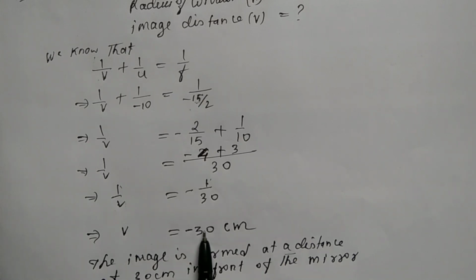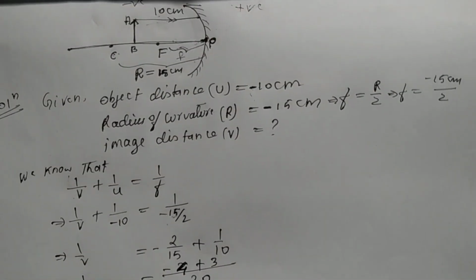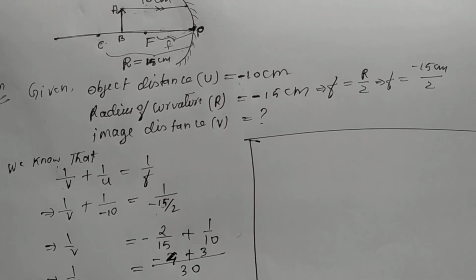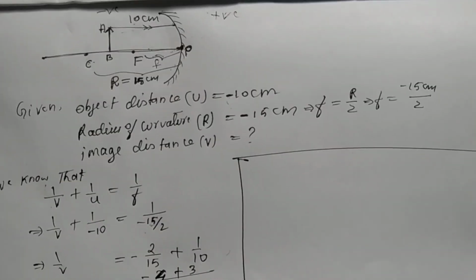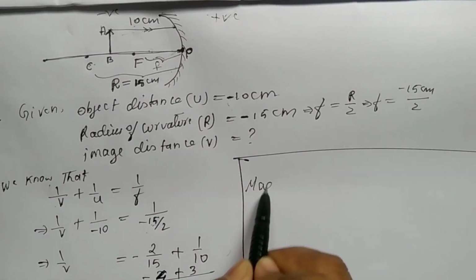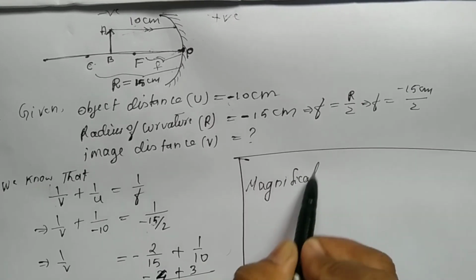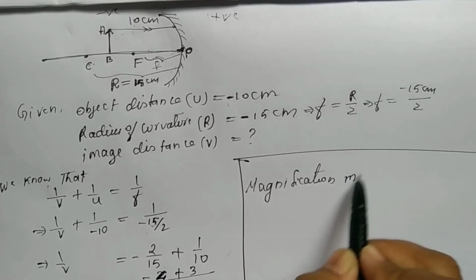So this is the position of the image. Now we have to find out the magnification. Magnification means whether the image is large or diminished, that means small. Let's find here magnification. It is denoted by symbol m.